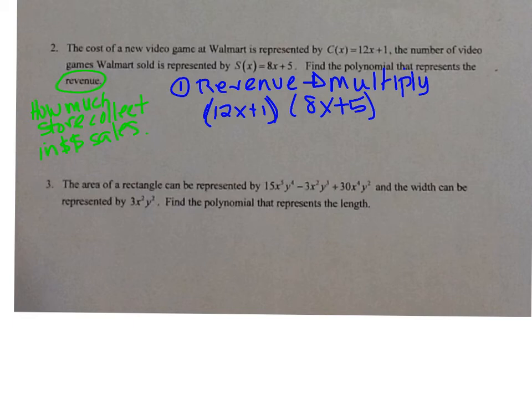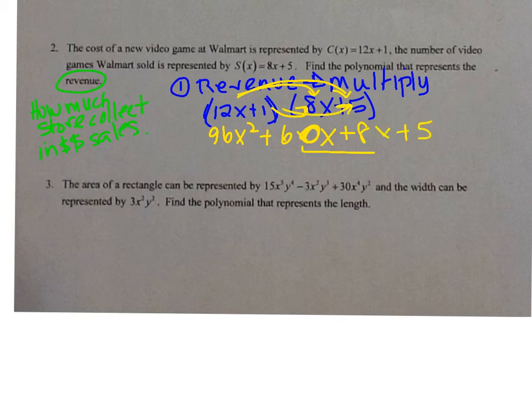We have here, so we'll double distribute here. So we have 12x times 8x would be 96x squared. Remember, when you multiply, you add the exponents. 12x times 5 would be 60x. 1 times 8x is 8x. And 1 times 5 is 5.